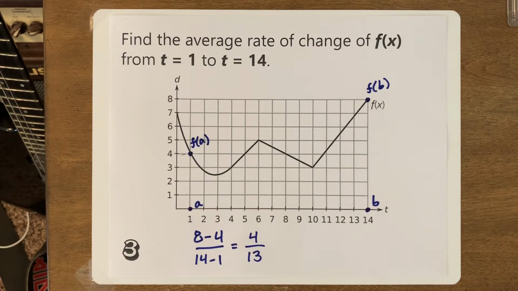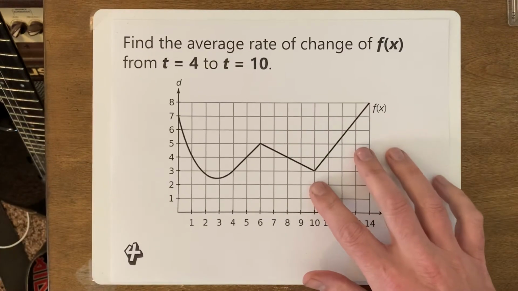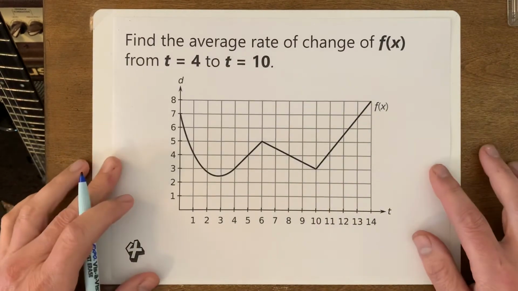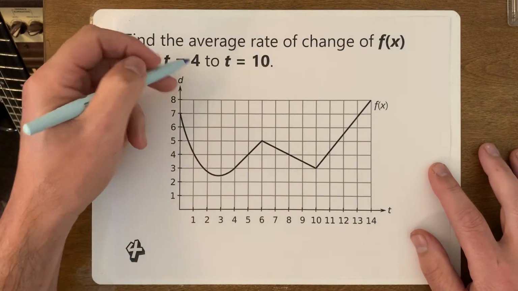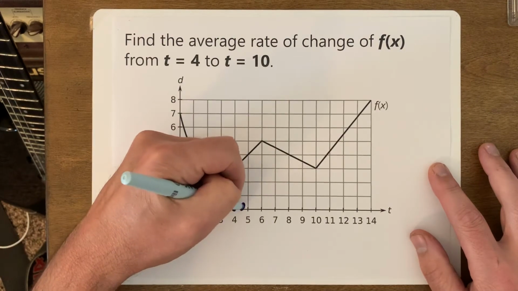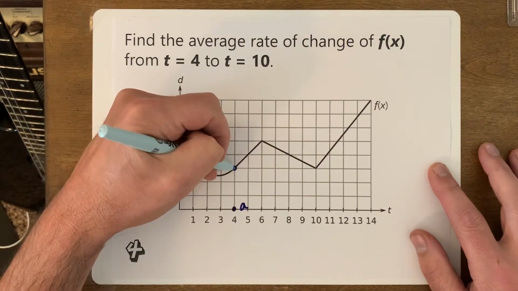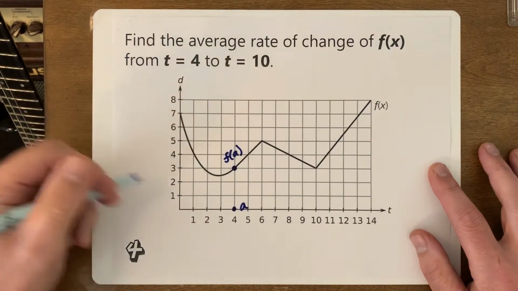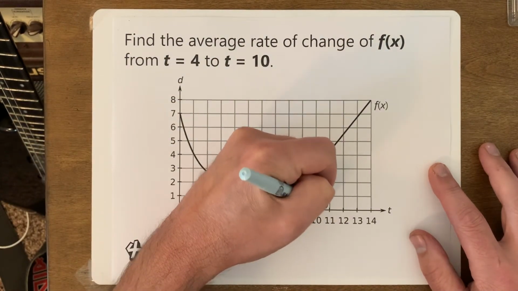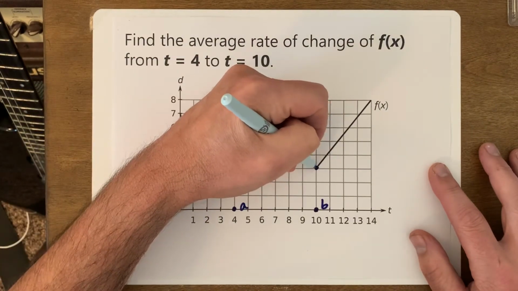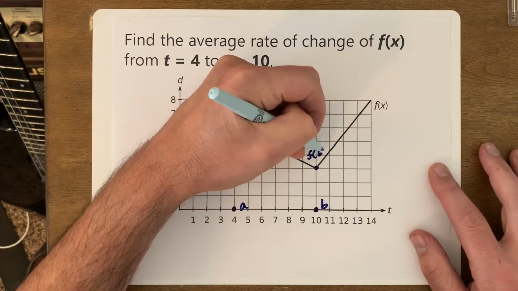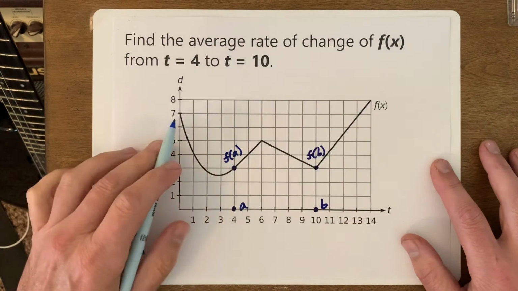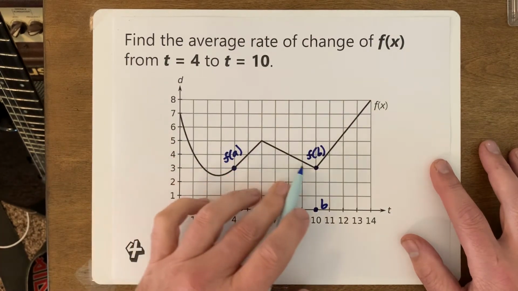All right, let's take a look at this one. Again, same graph, but different span of numbers here for my t values. Okay, so we're going to go from 4. That's my start of A. That would be f of A. Okay, and 10 right here would be my B. And right there is f of B. So this is kind of interesting. It goes down, then it goes up, and then down again, then up again.